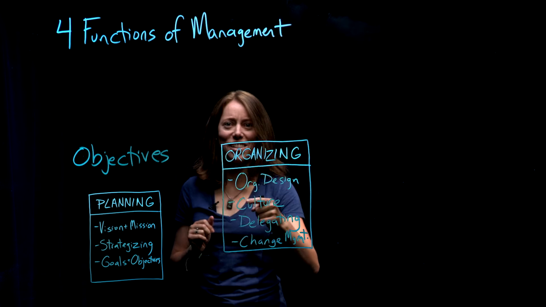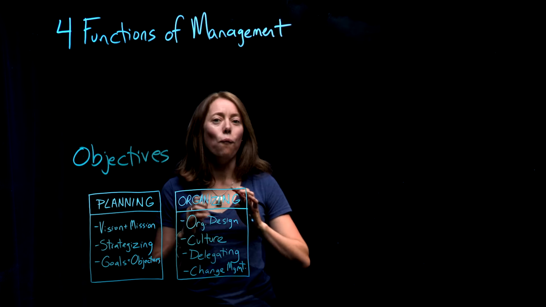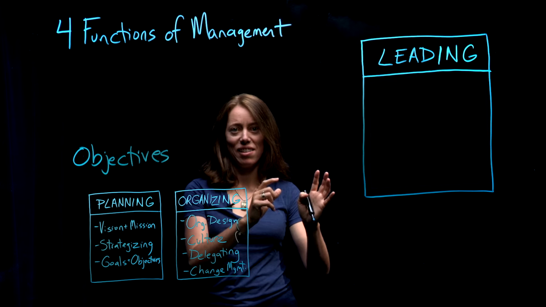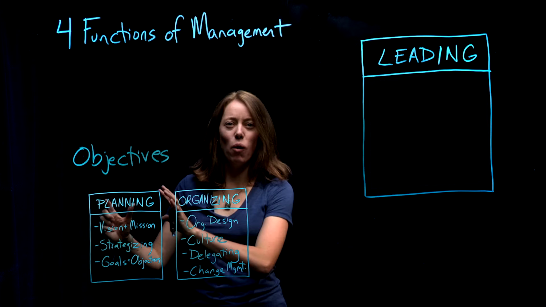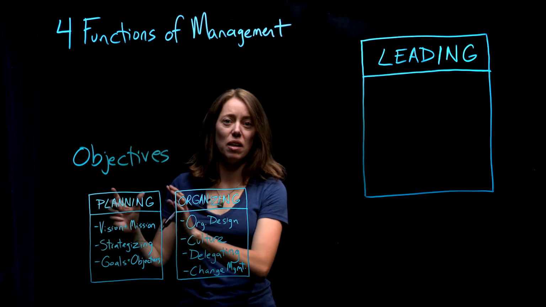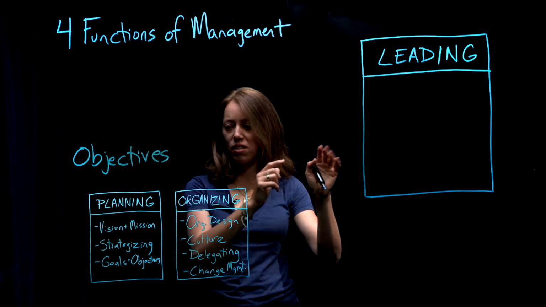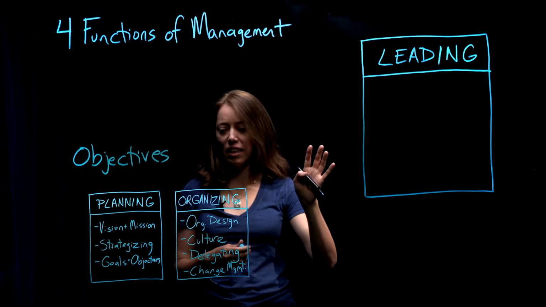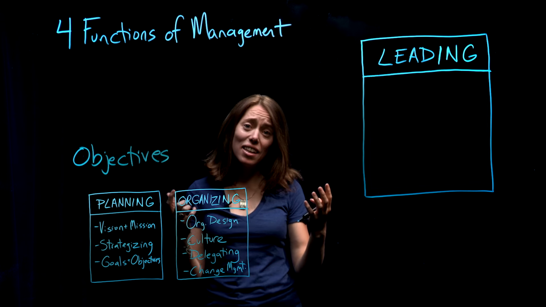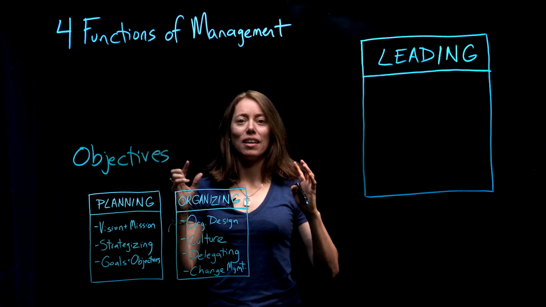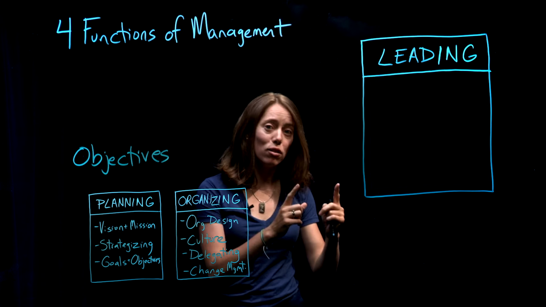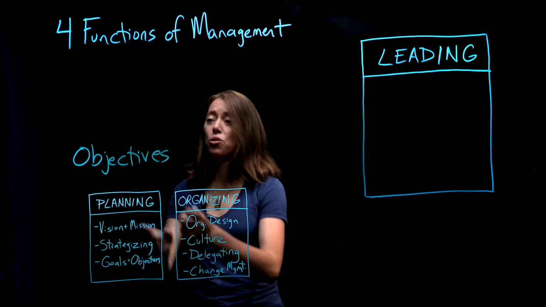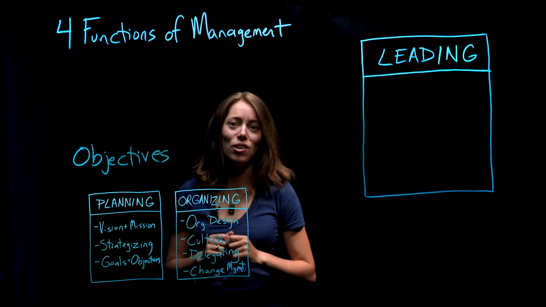So let's get rid of organizing here. When we're done organizing, we're then into the leading process. And I say done, but I want you to think of the 4 functions of management very much as a process. So we plan, we organize, and now we're looking at leading. When we consider leading, it's all about influencing employees and their behaviors to do what? You got it, to achieve the organizational objectives.